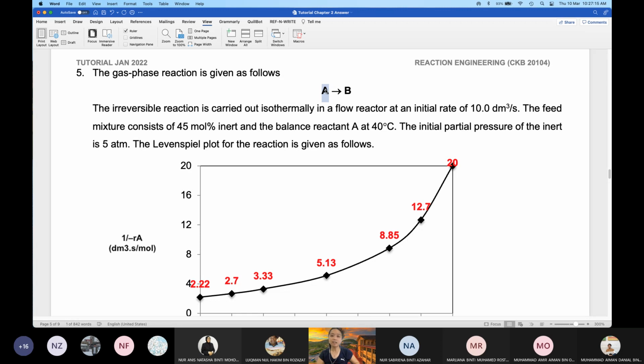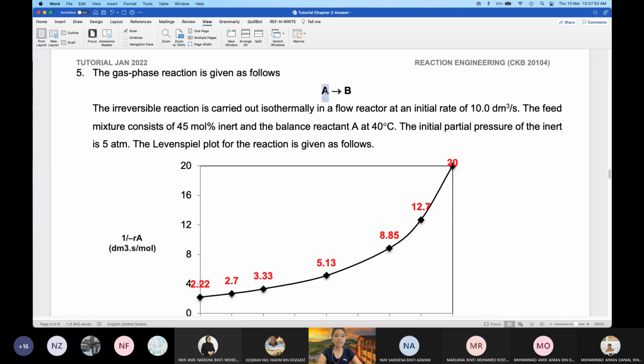However, it's not 100% gas A dalam sistem pada waktu asal, or in the feed it wasn't 100% pure gas A. Instead, we have 45 mole % of inert gas. Kita tak tahulah gas tu apa, tapi it's inert gas, meaning it won't be involved in the reaction, but it exists in the system. So 45 mole % gas inert. So kalau balance dia A means 55 mole % tu gas A. So 45 mole % inert, baki 55% mole tu adalah gas A.